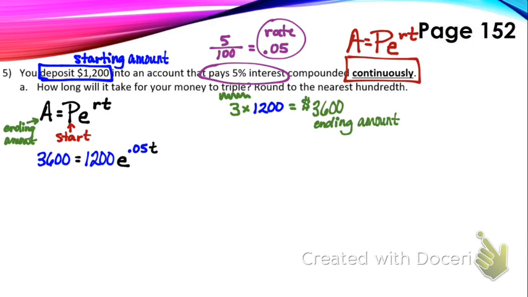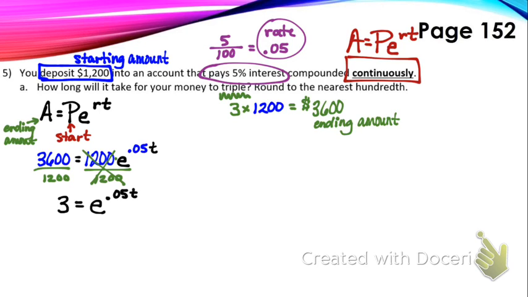What do I want to do first? Divide both sides by 1,200 because I want to isolate that base. What is 3,600 divided by 1,200? 3. Our money wanted to triple, and so we got a 3 when we divide. 3 equals e to the 0.05t.